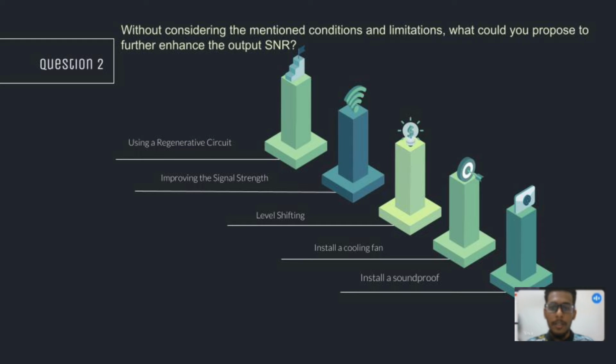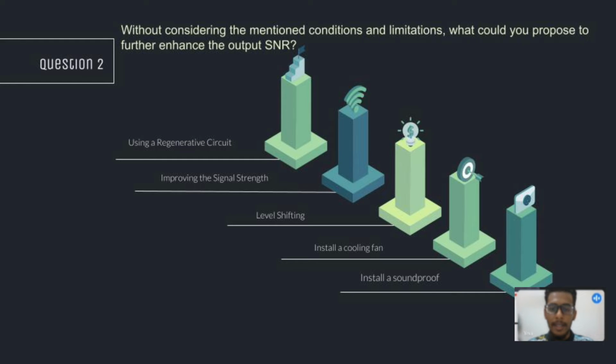So the question for question 2 is, without considering the mentioned condition and limitations, what could you propose to further enhance the output SNR? So the first point is using a regenerative circuit. To boost your SNR is to use a regenerative or Q multiplier circuit. Active filter with a positive feedback is used in this technique. This positive feedback has two effects which reduce any noise in the circuit while also boosting the weak signal.